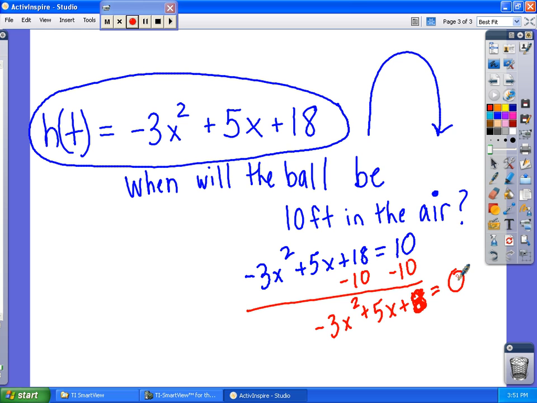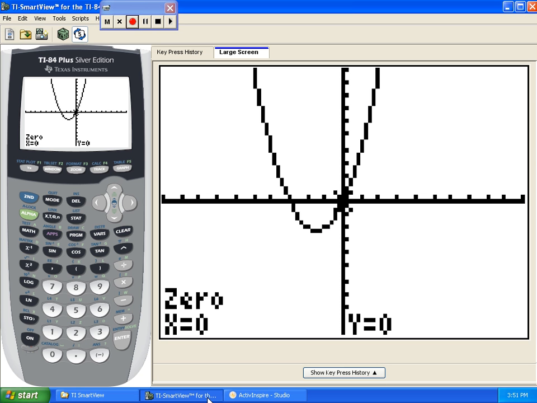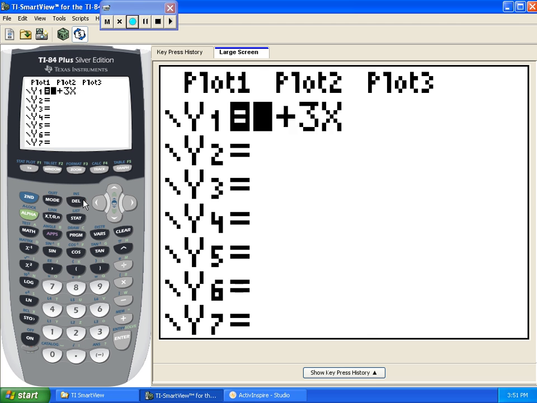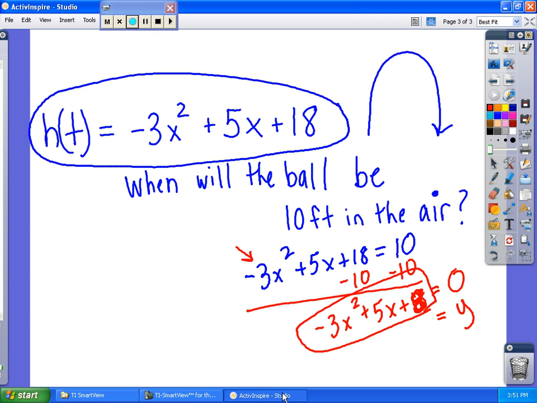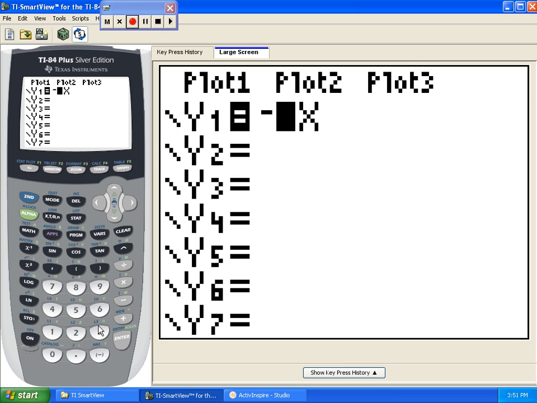Now that I have it equal to 0, instead of 0 equals, I could just think of 0 being my y, where it crosses the x-axis. So I can graph this function right here. And my answer is going to be, just as if I would have factored this, instead of factoring this particular quadratic, I'm just going to graph it. So I have y equals, let me go back, I already forgot the function, negative 3x squared plus 5x plus 8. I'm going to hit graph.